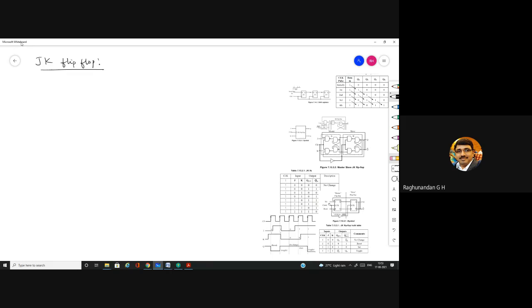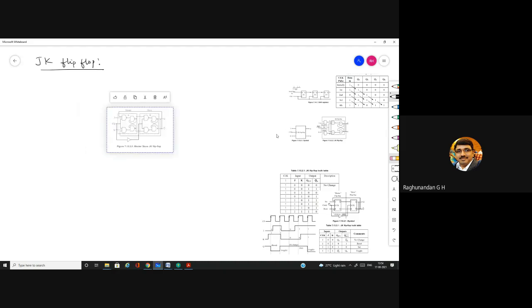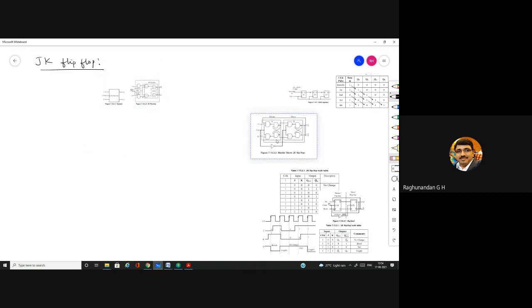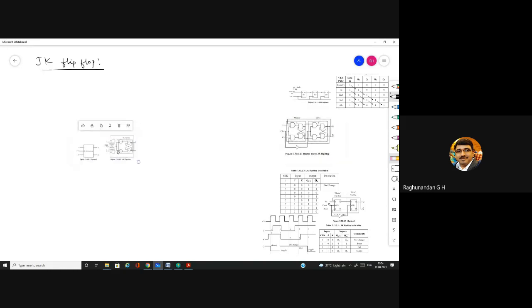The only change between the working of JK flip-flop with respect to SR flip-flop is here: instead of going to the indeterminate state, it will start toggling when both the inputs are high. That is the difference which we are having. So basically this JK flip-flop is a modified version of SR flip-flop.